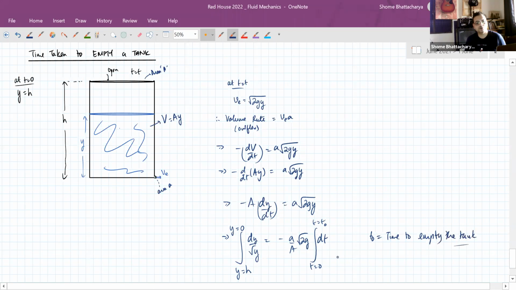So you don't need to memorize the formula, we'll get it from here. You can just remember the process of how to calculate the time.